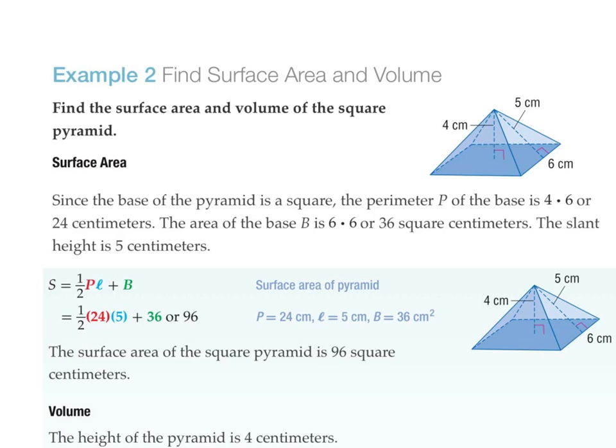In this case, for the square base pyramid, the perimeter is 24. You know that the slope is 5, and you know the area of the base is 6 squared or 36. You get an answer of 36, pretty quick and easy. And then the volume is, this time it's 1/3 whatever the base is times the height. Well, the base is 6 squared, which is 36, and in this case the height is perpendicular height, so that's 4. Do the calculations and you'll finish up with 48 cubic centimeters.